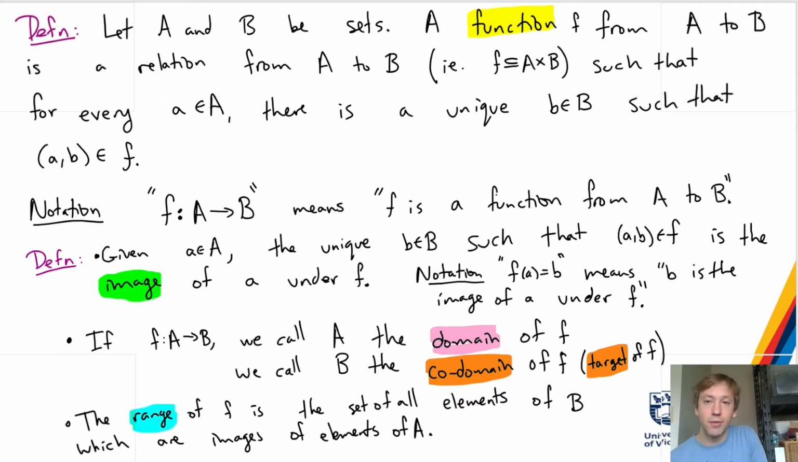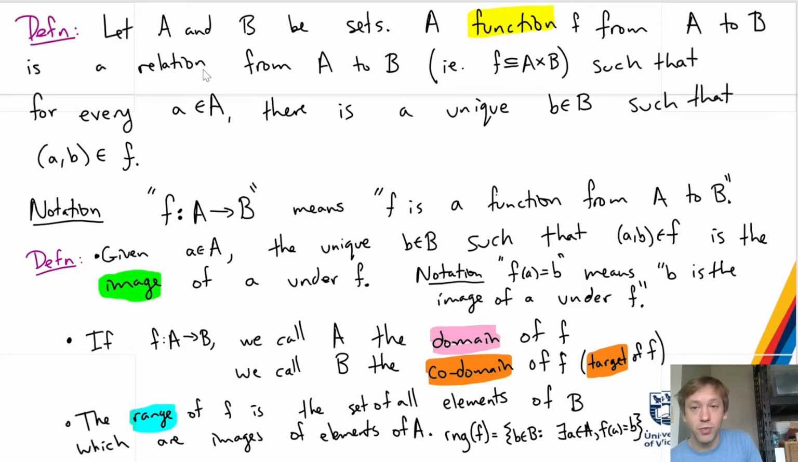So notationally, what we're saying here is that the range is the set. The notation we're going to use is RNG of F, and that's the set of all b in B such that there exists little a in A such that F of a is equal to b. Okay, so it's the set of all things which are images of elements of A.